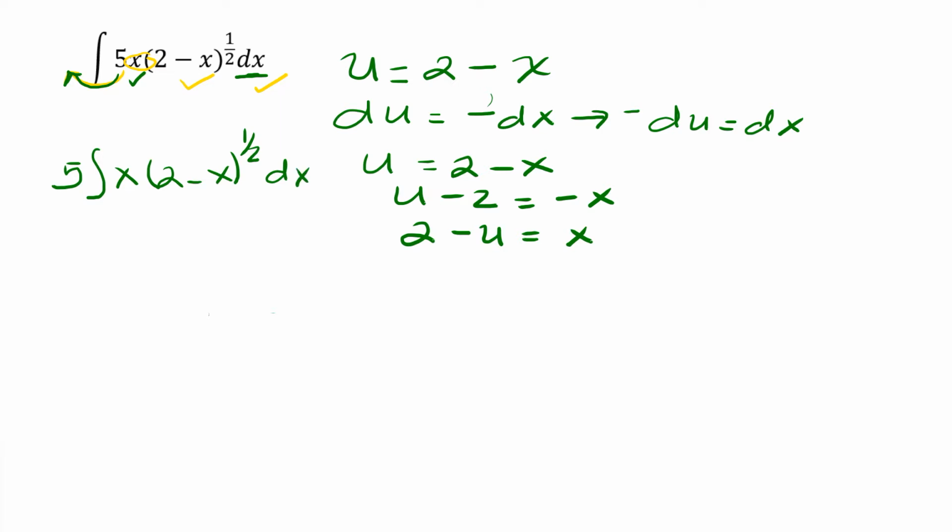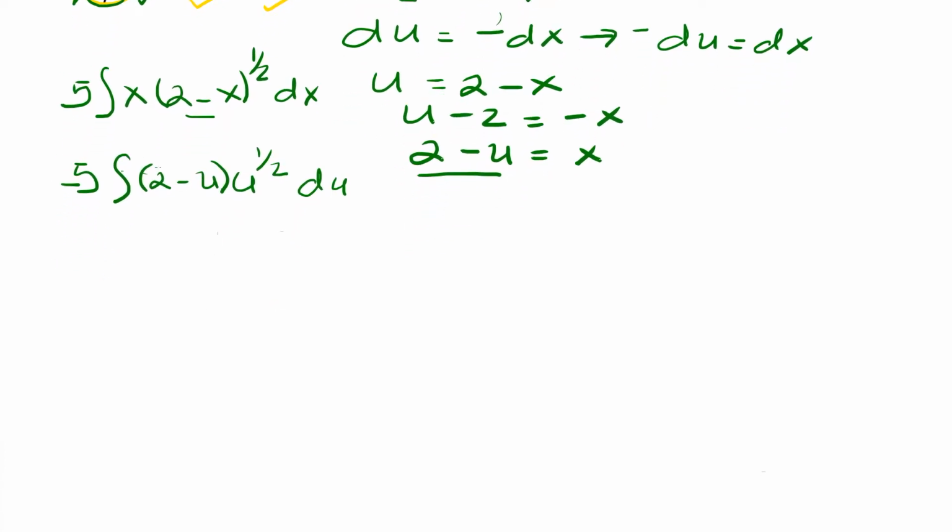Okay, now I can start plugging in. So I'm going to say 5 times the integral. X, remember, x is 2 minus u. So I'm going to say x is 2 minus u. Remember, u is 2 minus x, so that's going to be u to the 1/2 power. And dx is negative du, but I'm going to put the du here, and I'm going to bring my negative sign out there. Okay, let's give ourselves a little more room now that we're kind of working this out.